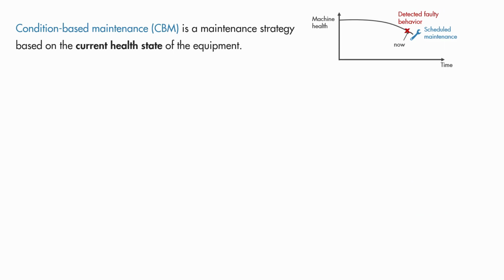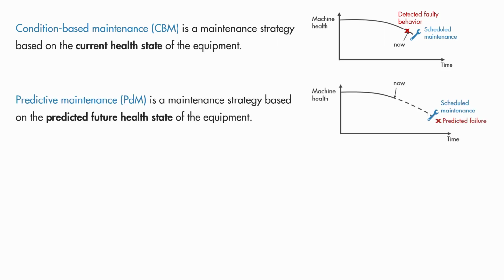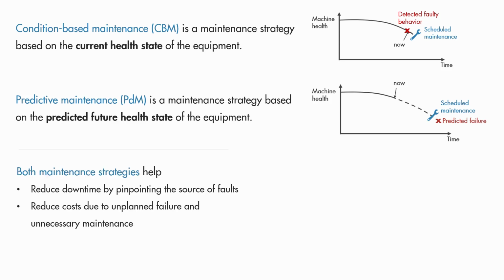In summary, condition-based maintenance is a maintenance strategy based on the current health state of the equipment, whereas predictive maintenance is based on the predicted future health state. Both maintenance strategies help reduce downtime and costs due to unplanned failure and unnecessary maintenance.